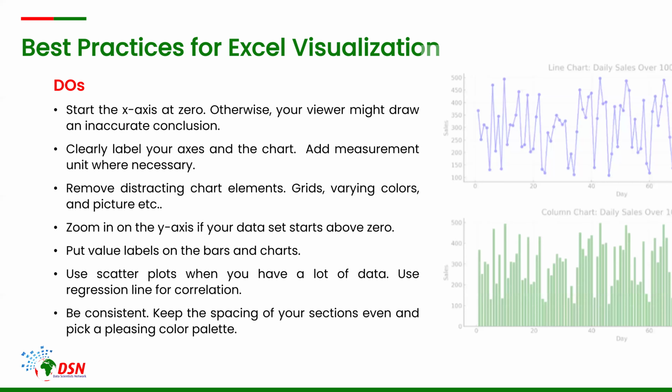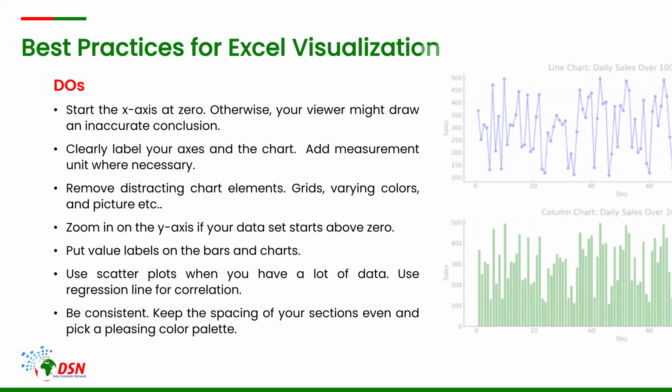If I now want to tell people more about the 100 and the 110, I can zoom in into it and say, this is the area I want to focus on. But initially, I have to start from zero so that I capture the entire data. That's why I say start the axis at zero. Otherwise, the viewer might draw an inaccurate conclusion from our data.